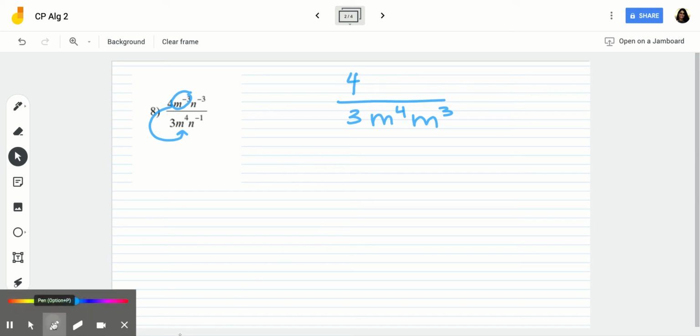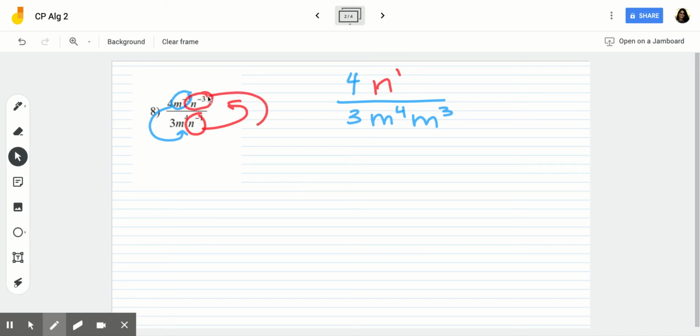Okay, now let's deal with the n's. This n needs to cross the line and change the sign. N to the negative 1 needs to cross the line and change the sign. Well, so does this n. Crosses the line and changes the sign. Okay, so what I have done is move everything to the right spot it's supposed to be at.